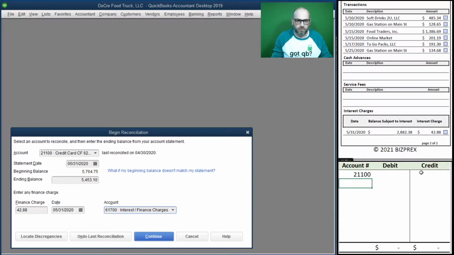So first of all, our credit card balance increases when we incur finance charges because we don't pay them right away. So the 21,100 account is credited and goes up. What else is happening? Our expenses on interest and finance charges go up as well. So they're debited right here. Expenses are increased when they're debited. So we debit 61,700 and we credit 21,100. So we're good on that. Let's go ahead and click continue.